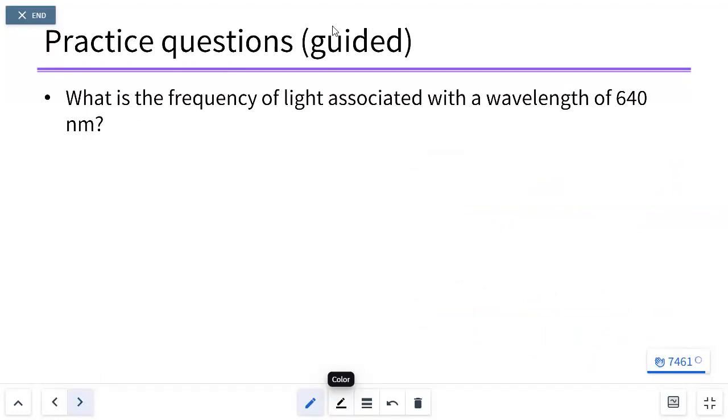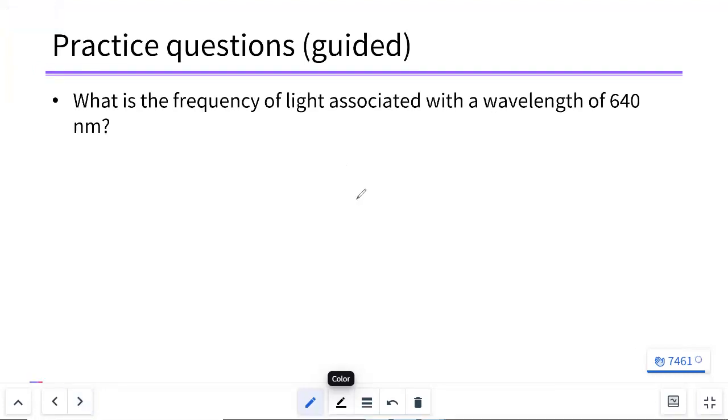So let's do a practice problem with this calculation, just to get used to using these equations. What is the frequency of light associated with a wavelength of 640 nanometers? Our speed of light equation says that c is equal to lambda times nu, wavelength times frequency. We're going to want to rearrange that since we're trying to find frequency. So frequency is the speed of light divided by the wavelength.